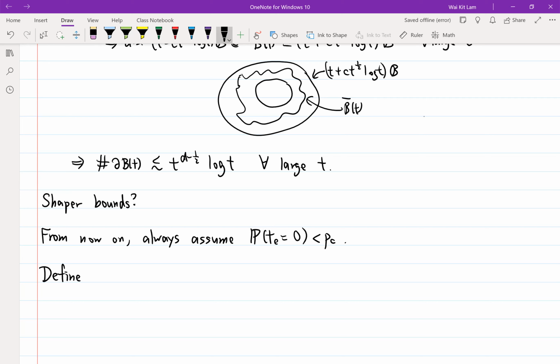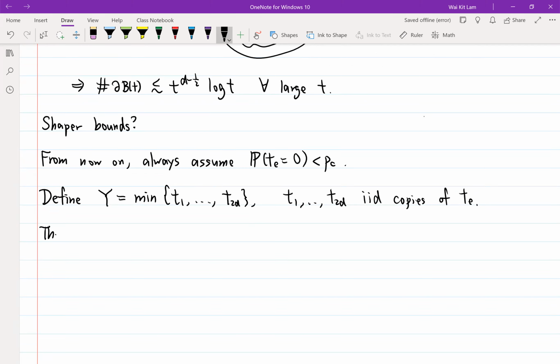We call this Y. This is the minimum of two edge weights, where it is T1 and so on. These are i.i.d. copies of T. So in joint work with Michael Damron and Jack Hanson, it was like 3 years ago, we showed the following.